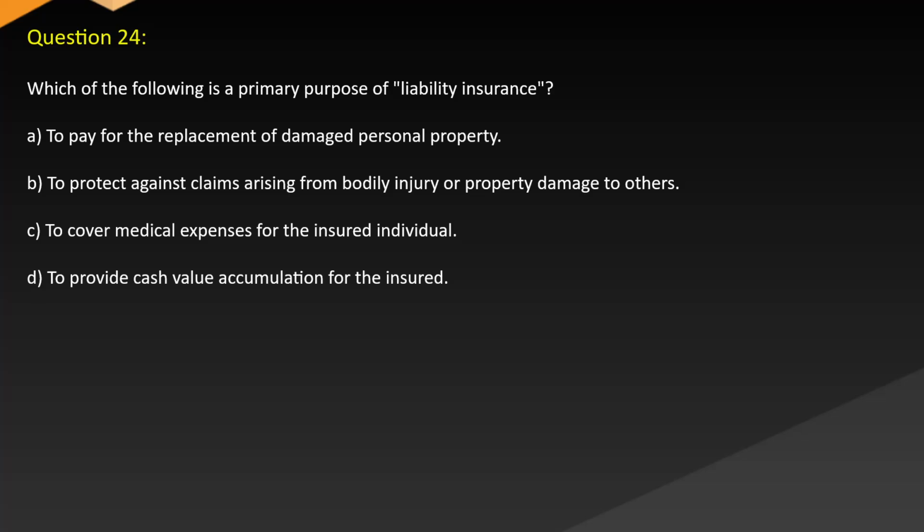Question 24. Which of the following is a primary purpose of liability insurance? A. To pay for the replacement of damaged personal property. B. To protect against claims arising from bodily injury or property damage to others. C. To cover medical expenses for the insured individual. D. To provide cash value accumulation for the insured.